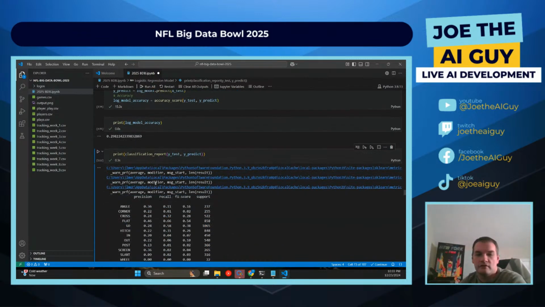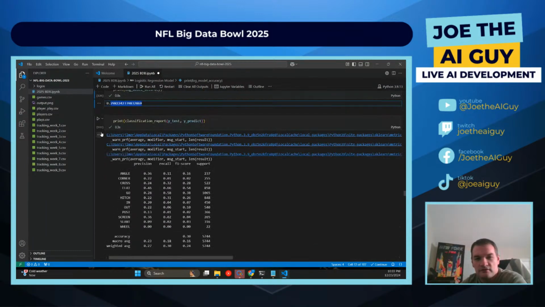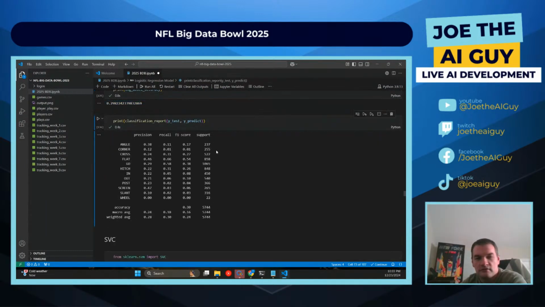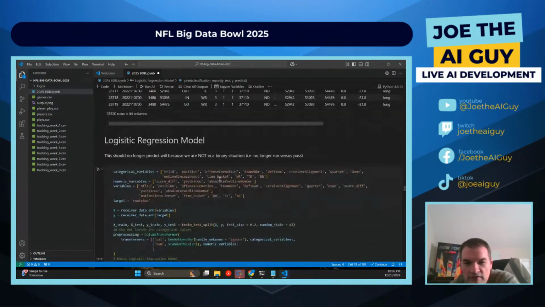So knowing receivers and tight ends doesn't actually add a lot of accuracy to a given play, and doesn't particularly help our classification reporting either. So there's still something that we are missing from our model. Do we have the defending team? We do have defending team here in the model.